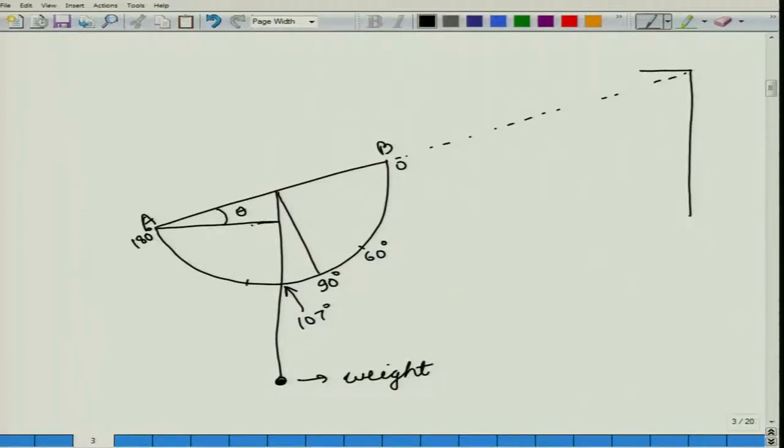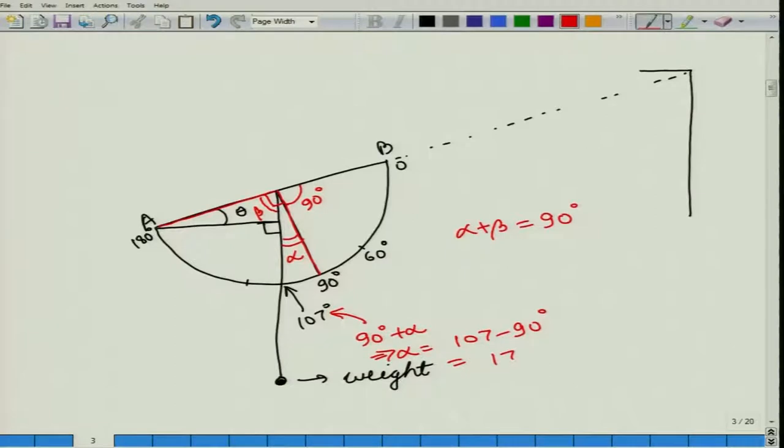So if we extend this line, then this is 90 degrees. Now, we also know that this angle is 90 degrees. So now how do we get to this angle theta? We have measured this angle, let us call it alpha. Now if this angle is alpha and this angle, suppose, beta. Now we know that alpha plus beta is equal to 90 degrees because alpha plus beta corresponds to this angle. What exactly we have measured is, this again is 90 degrees. So this angle 107 degrees, it is 90 degrees plus alpha. So we will get that alpha is equal to 107 minus 90 degrees, which is 17 degrees.